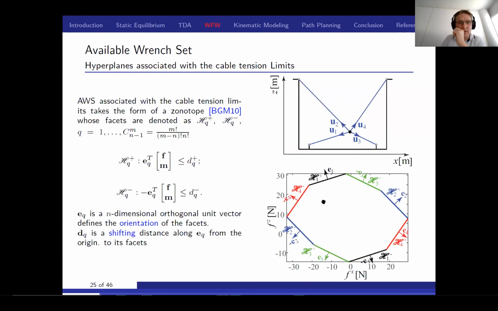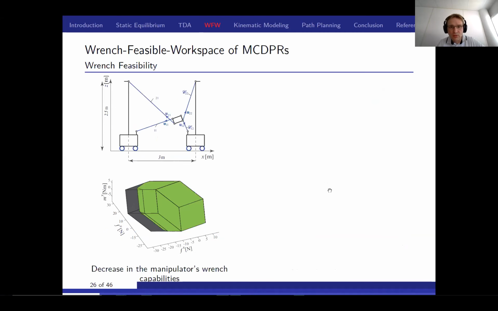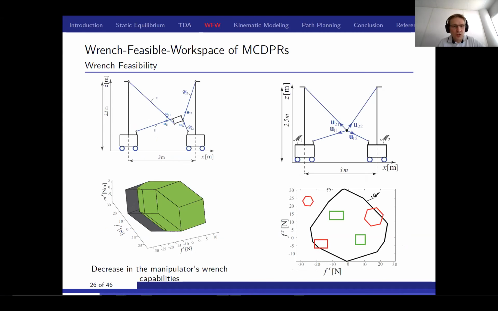Okay, maybe I can skip a bit of the math. This approach is clearly well defined and presented in this paper of Bouchard et al. But the main contributions here deal with the consideration of tipping and sliding conditions of the mobile bases in order to determine the upper planes associated with those conditions. Unfortunately, by considering those tipping and sliding conditions, the workspace of the manipulator is shrunk.